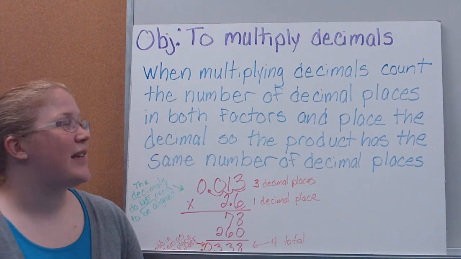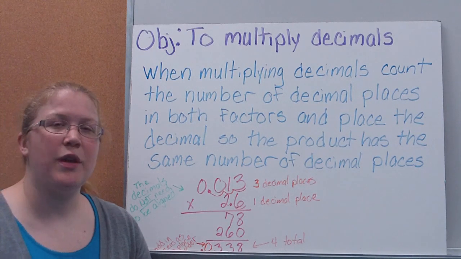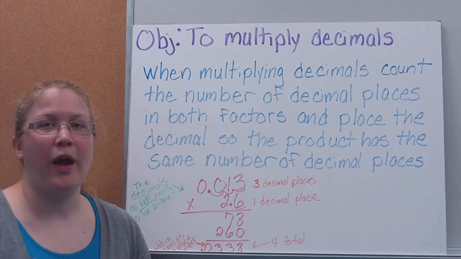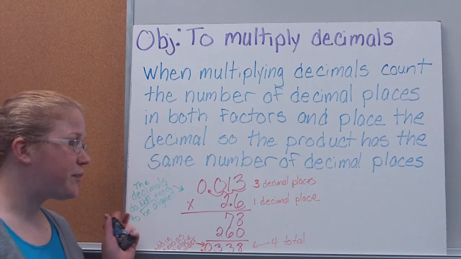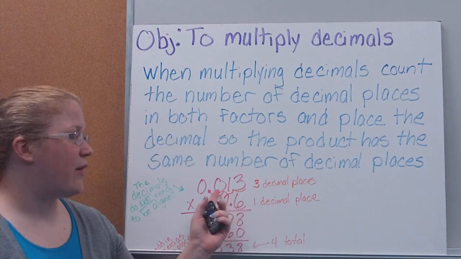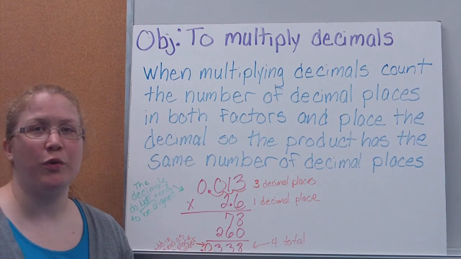So when we're multiplying decimals, the thing to remember is we don't have to line up the decimals. We just need to count the number of decimal places in our two factors and make sure that our answer, our product, has the same number of decimal places. So I just set up an example here. If you'll notice, I have 3 decimal places that I've counted on my first factor and 1 more in the second, which means I have 4 total places.